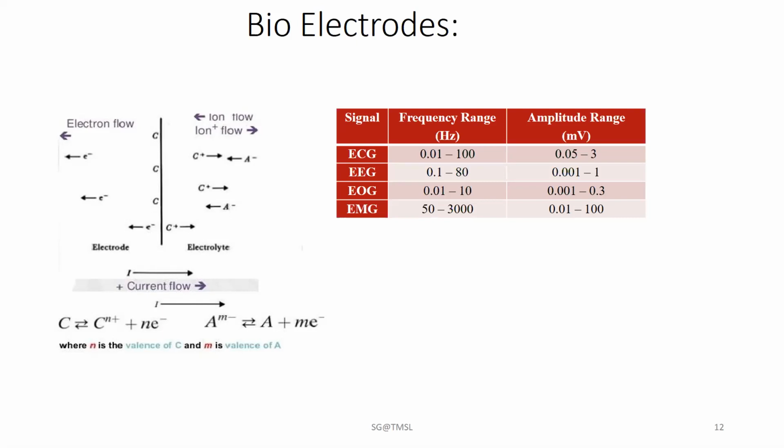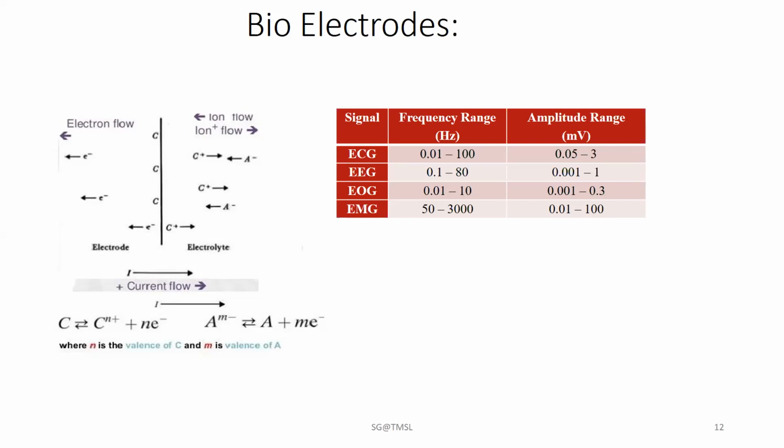So let's start. Before discussing the bioelectrodes in detail, first we have to know the electrode-electrolyte interface. Last day I discussed the function of bioelectrodes. Basically, electrodes are used as a transducer, and the function is that the body carries currents through ions.